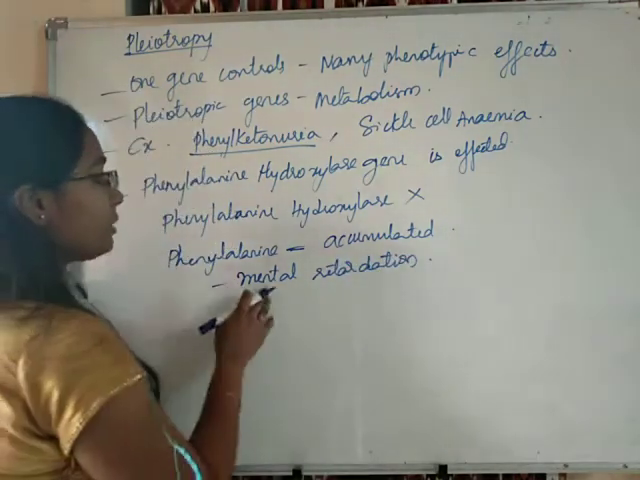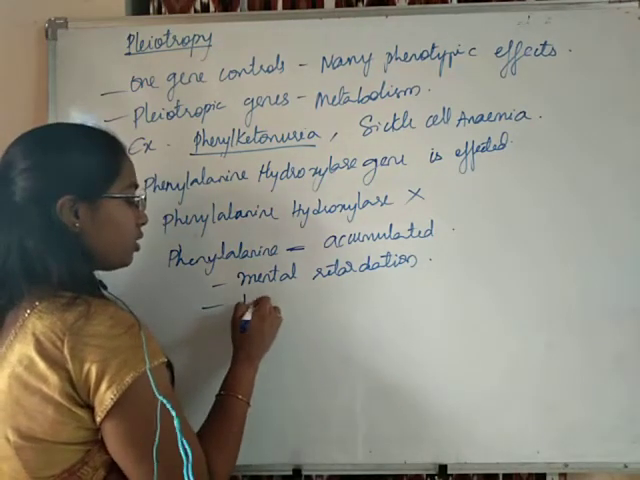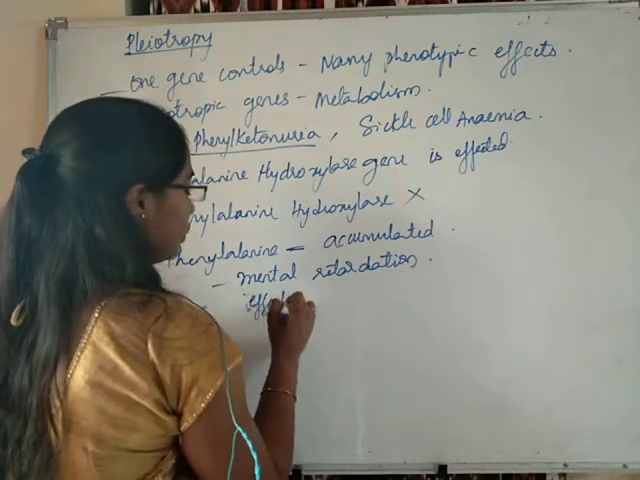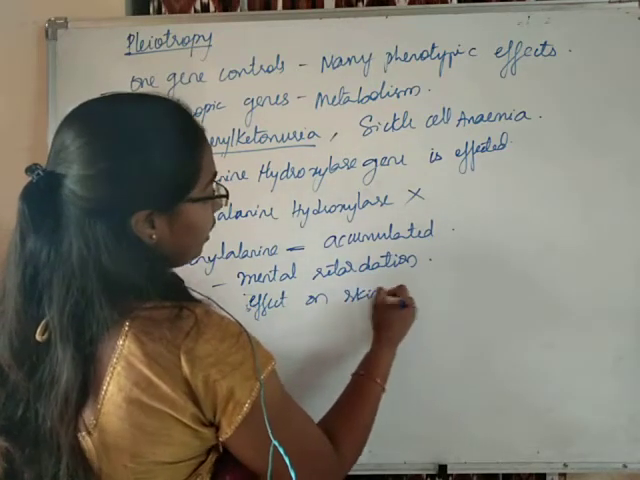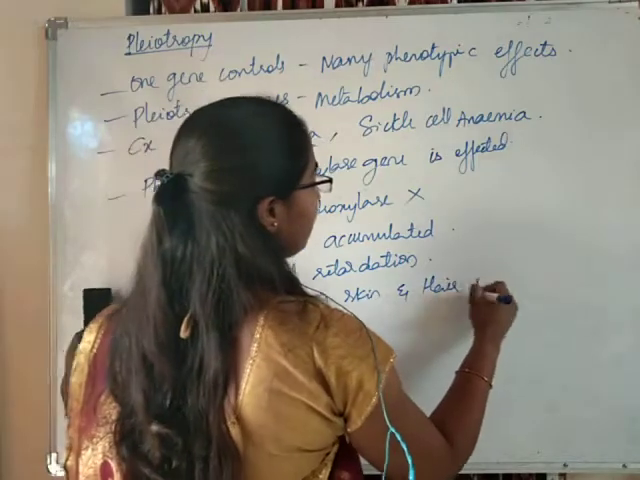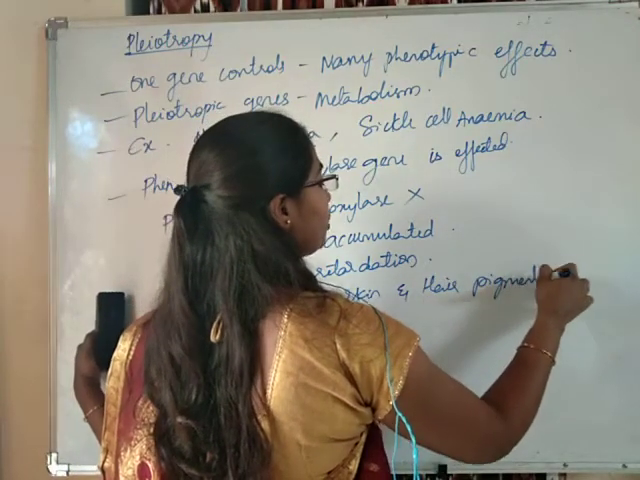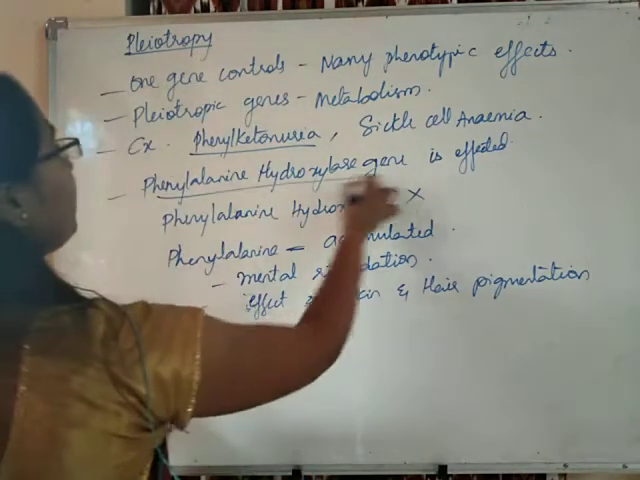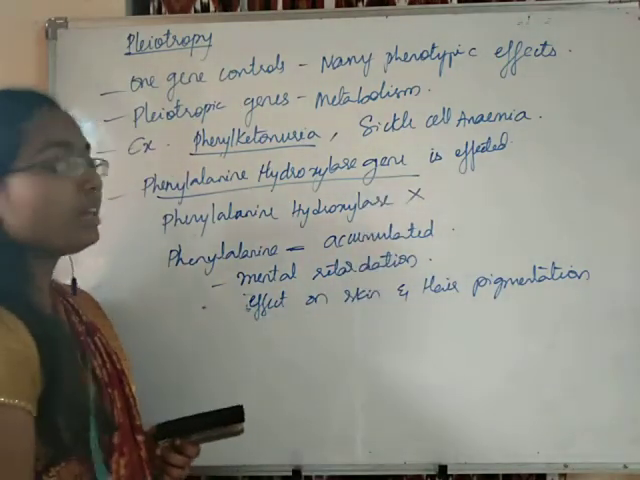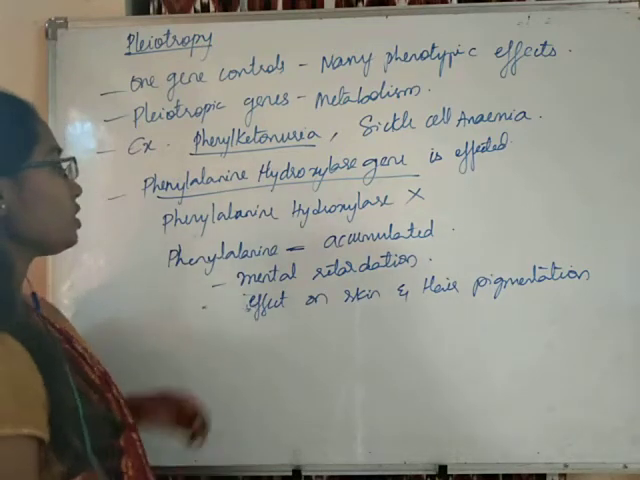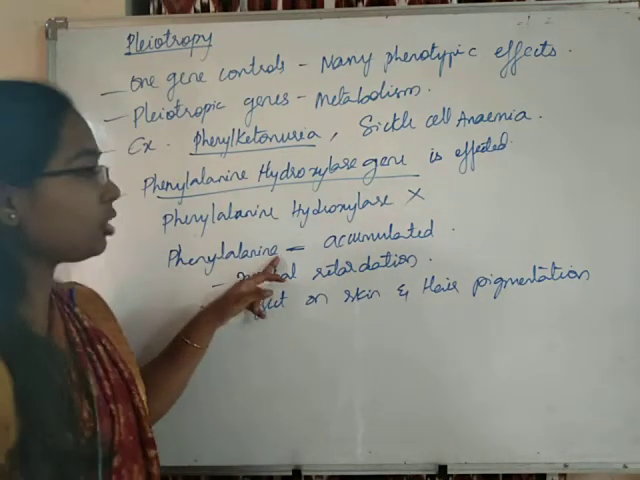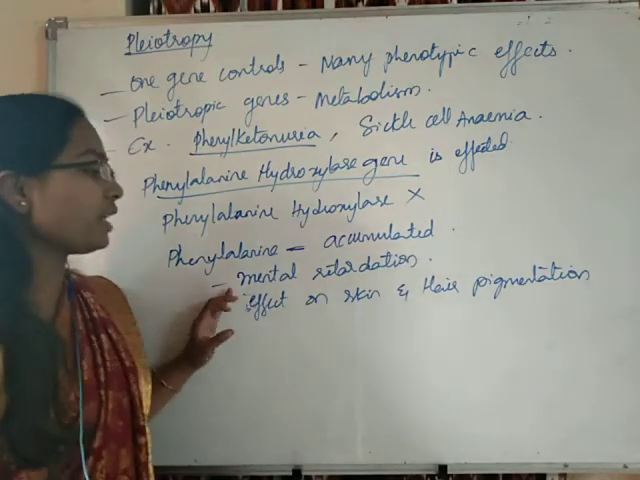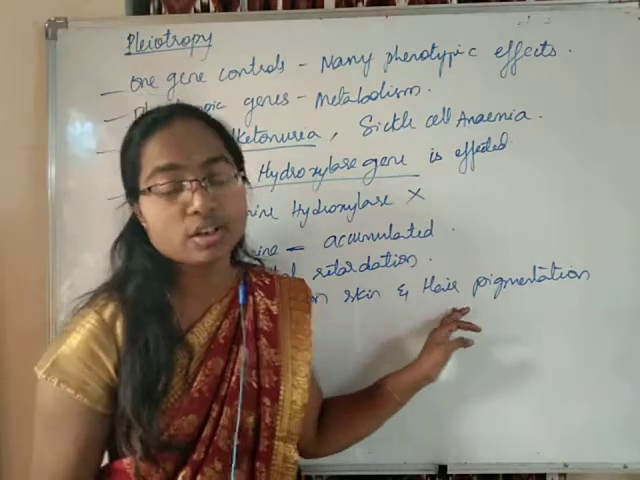Let us see its effect. Mental retardation, and it causes an effect on skin and hair pigmentation. See, this is only one gene, the phenylalanine hydroxylase gene, but when it is affected, see how many effects are caused. Phenylalanine is not getting metabolized, phenylalanine is getting accumulated, resulting in mental retardation, and skin and hair pigmentation are affected.